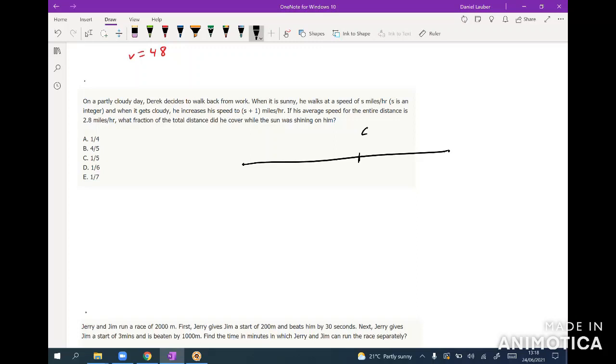Okay. So therefore, if he's got a speed of S here and S plus 1 here, and on average it's 2.8, where S is an integer, then S must be 2, because there's no other way of getting an average speed of 2.8. So S equals 2. And so now what we can say is, if he covers a fraction x of the distance in the sun, then he's got a fraction 1 minus x left.